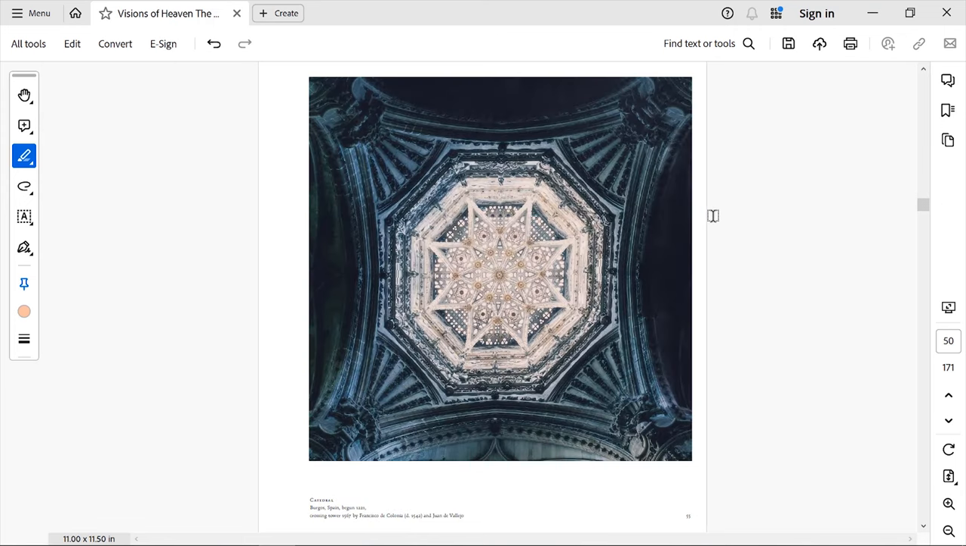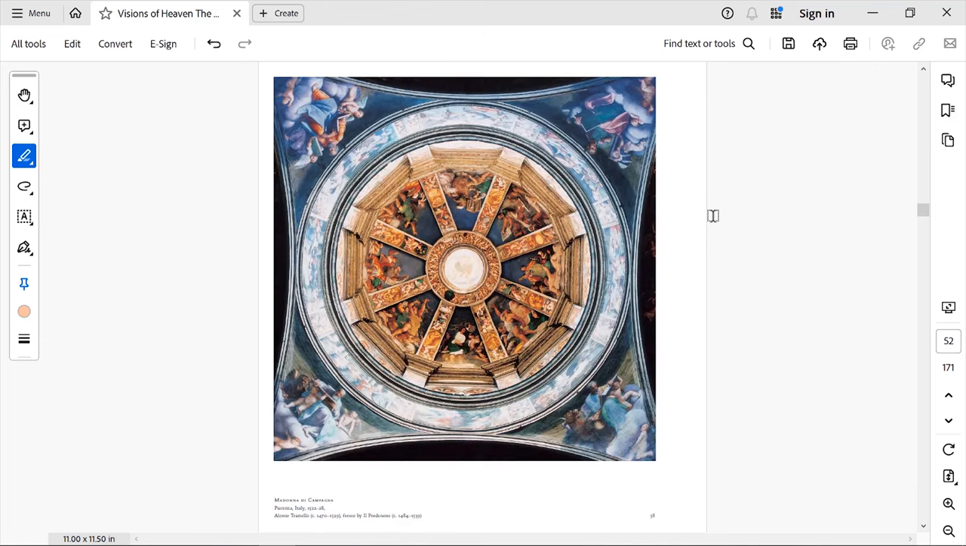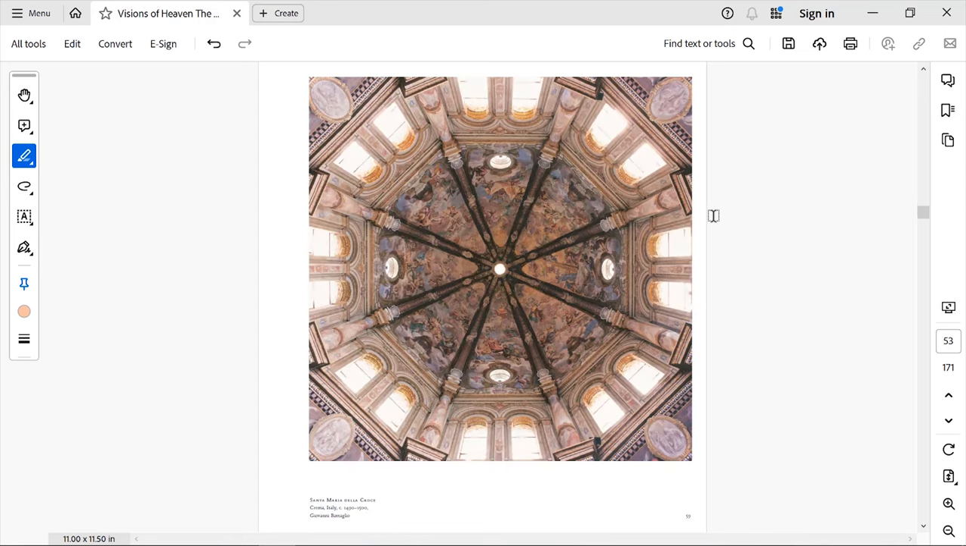Okay, next we have another dome interior. Let's see, from Pavia, Italy. This is the Madonna di Campagna. Campana. I'm not sure. I can't read Italian. I'm sorry. Santa Maria della Croce in Crema, Italy.